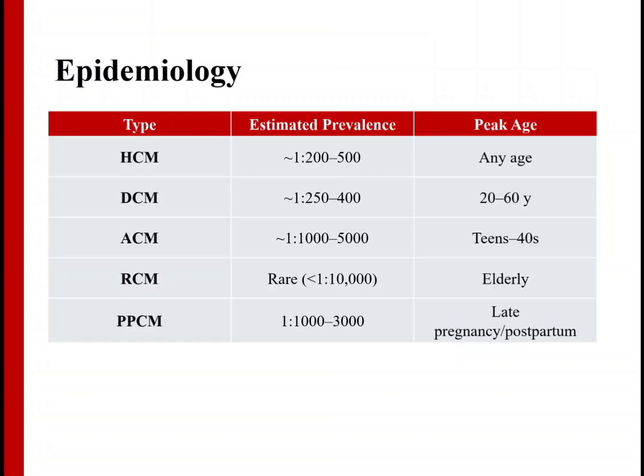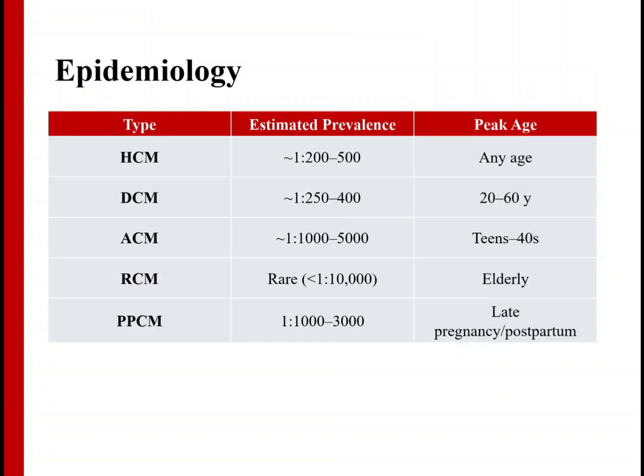Let's zoom out for a moment and take a population-level view. Cardiomyopathies are not a single disease entity, but they actually represent a spectrum of diseases with distinct prevalence patterns, age distributions, and even geographic biases. So let's walk through them.